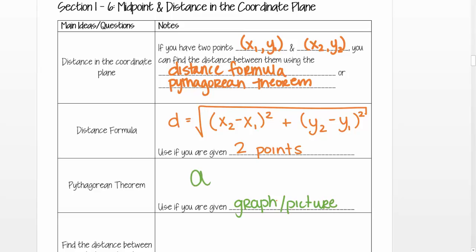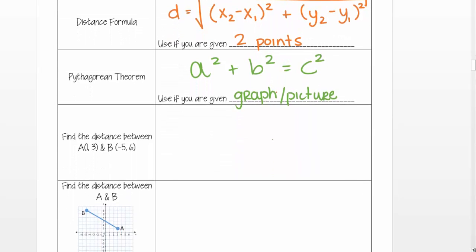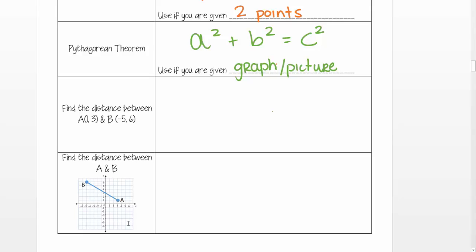And remember, the Pythagorean theorem is this. But if we were solving for a hypotenuse, we know that we end up square rooting both sides. So it doesn't really matter which one you remember, a squared plus b squared equals c squared, or that c equals the square root of a squared plus b squared, because they're kind of the same thing. So these are the 2 types of problems you're going to get with the distance formula. It's going to give you 2 points, and then it's going to give you a graph. Let's do the graph picture one, because we know how to do that.